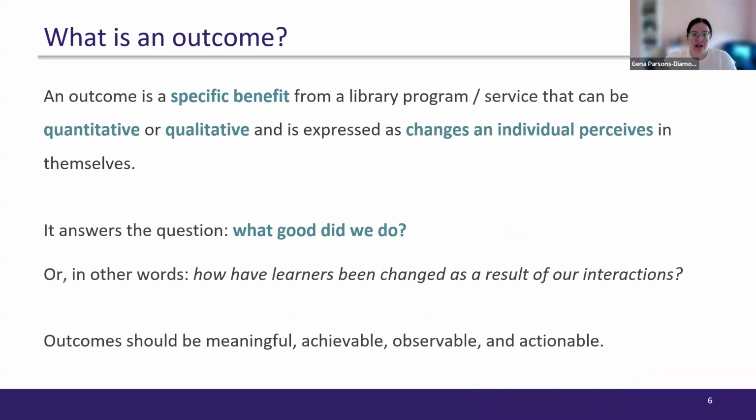So the definition of outcomes we use for the purposes of Project Outcome is, outcomes are specific benefits from library programs or services that can be quantitative or qualitative and are expressed as changes individuals perceive in themselves. So outcomes help answer the question, what good did we do? Or put another way, outcomes describe how learners are changed as a result of our efforts. Outcomes are not focused on recording library offerings or library usage, such as collection counts, gate counts, number of reference transactions, etc., but rather on documenting how the library impacts learning and the work of its users. They should be meaningful, achievable, observable, and actionable.